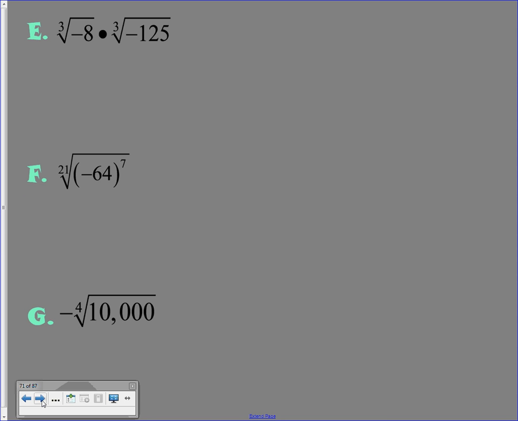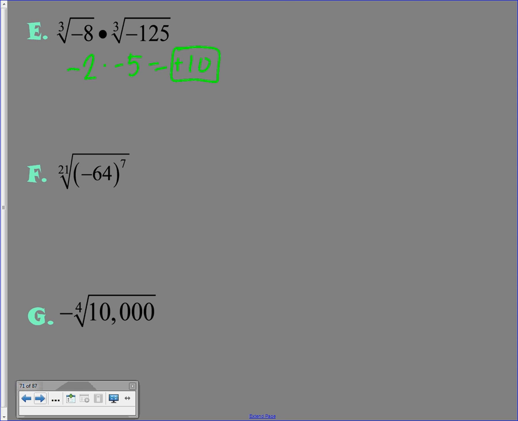Letter E, third root of negative 8. So what to the third is negative 8? That's a negative 2, times the third root of negative 125. So that gives me a negative 5. Negative 2 times negative 5 is a positive 10. Oopsies, positive 10. So again, just take your roots before you multiply.